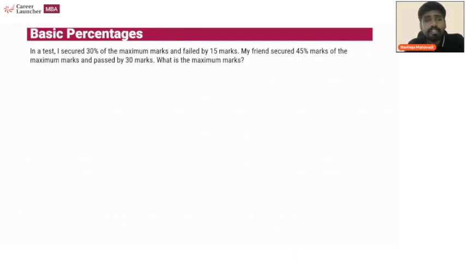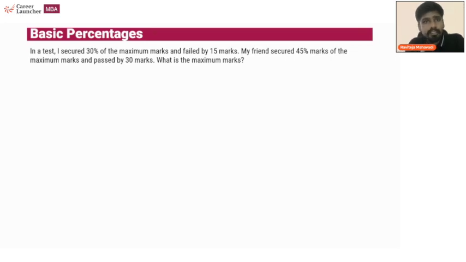So what I'm going to discuss is questions based on basic percentages. Then there is a myth about CAT, boss, that CAT mein the tough questions aate hain. It is not actually true. It is not at all true that CAT always asks tough questions.